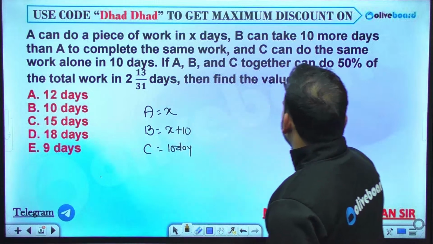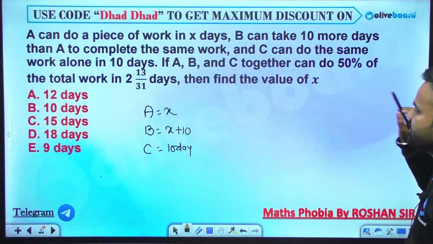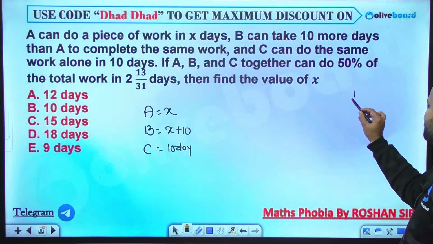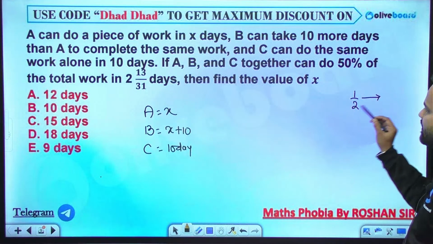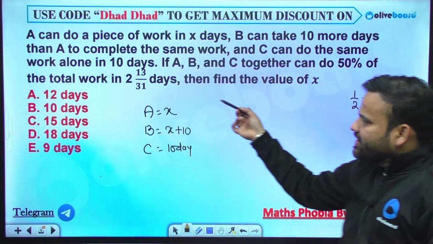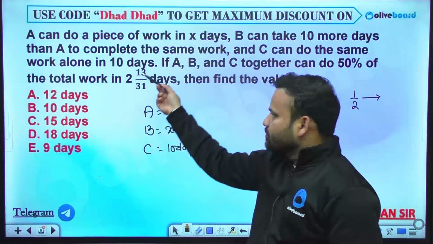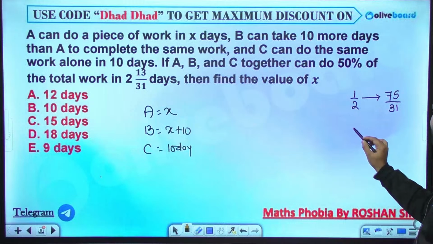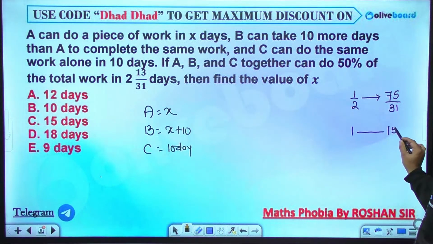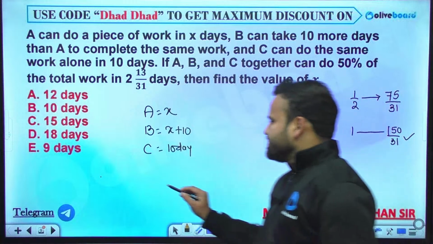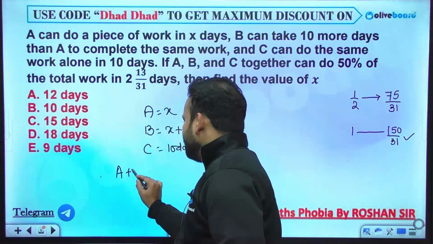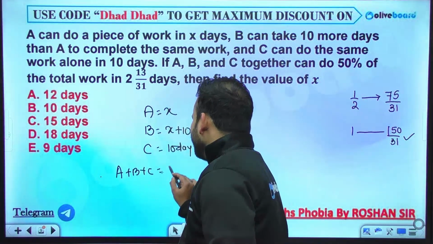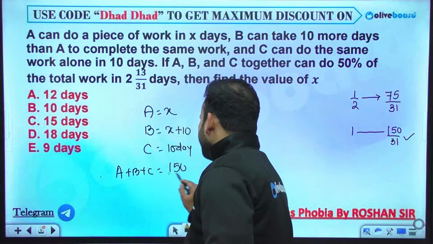If A, B, C together can do 50% of the work in this many days. 50% is half. Half of the work is done in what? 31 times 2 is 62. 62 plus 13, that is 75 by 13. If half of the work is done in this many days, that means the entire work will be done in 150 by 31 days. So together A plus B plus C are doing the entire work in 150 by 31 days.